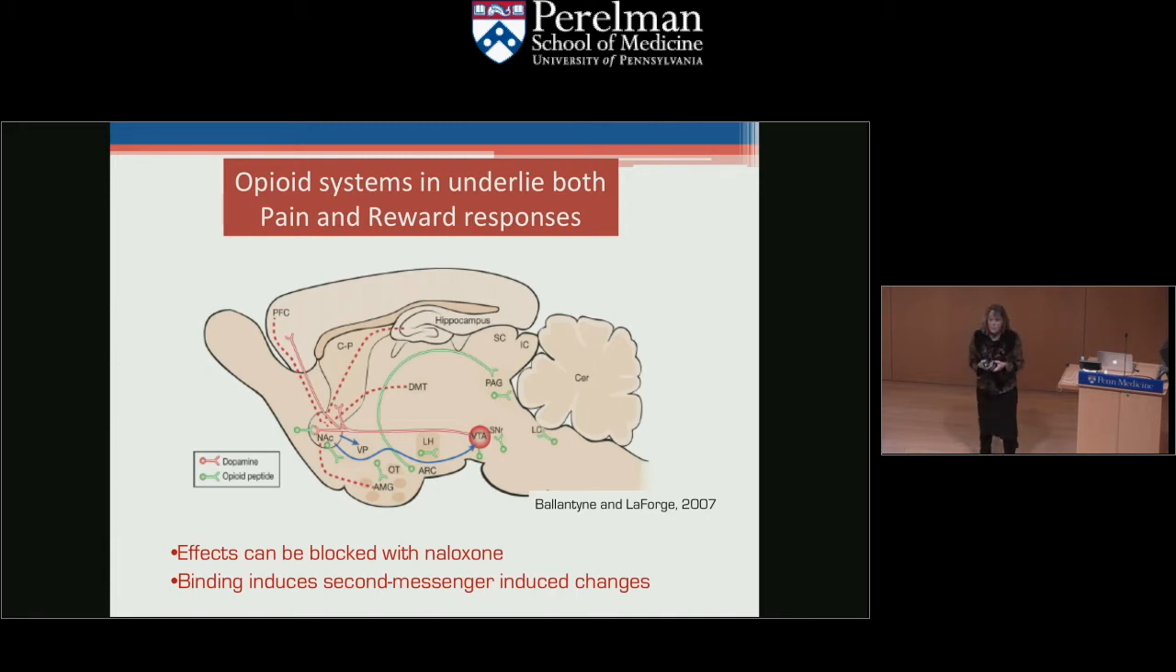Also, when opioids are given, we see second messenger-induced changes that occur in neurons due to opioid exposure, which result in things like tolerance. So people become tolerant to the analgesic effects of opioids over time. Addicts become tolerant to the euphorogenic effects of opioids over time. So these opioids, again, work on these same neurons within these same systems.